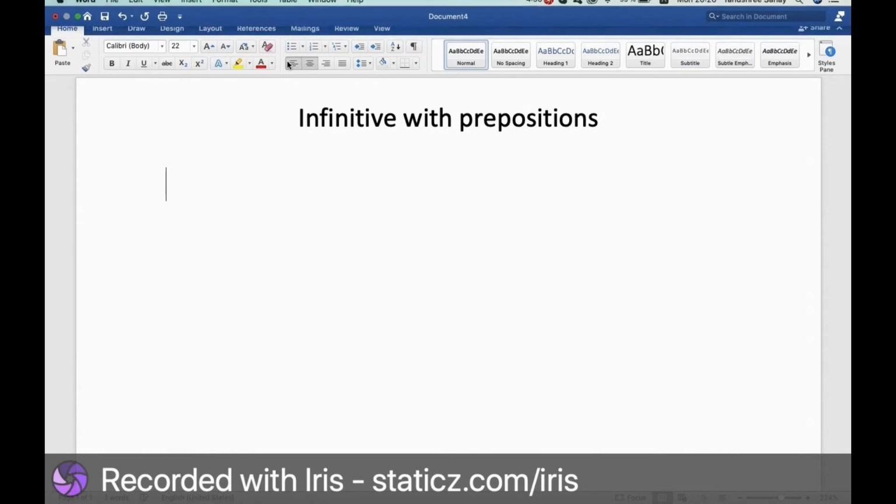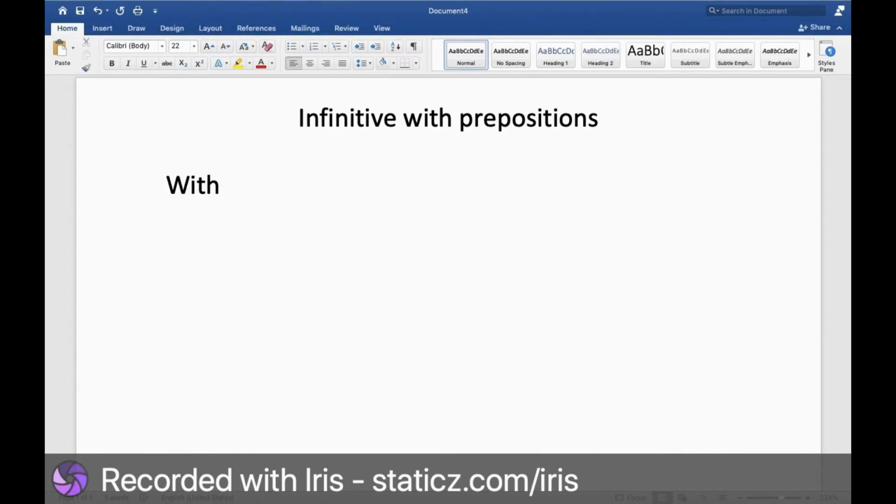Now let's talk about it. We have with. This is the first preposition that can be used in front of infinitive. And in front of a noun, for example, with you, it means senin ile, right? It means ile. Also, in front of infinitives, it has the same translation.